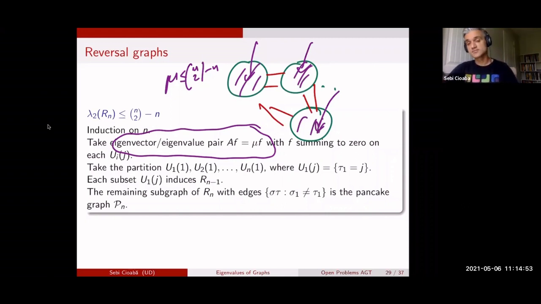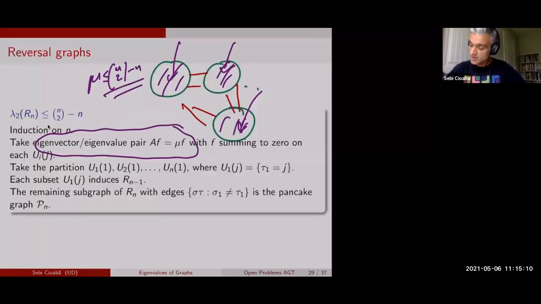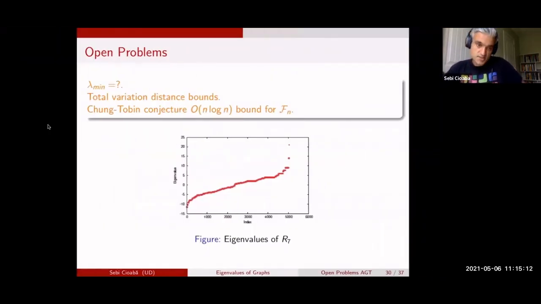And then you need to do some clever inequalities, but essentially this is sufficient for them to get the inequality that you want. So that works. So they have some questions.